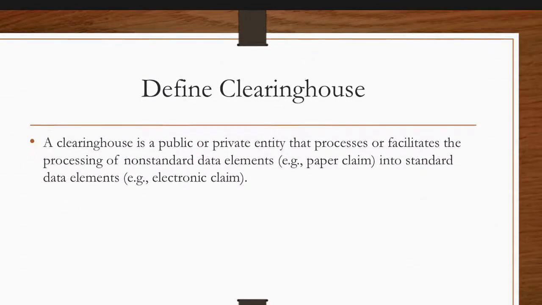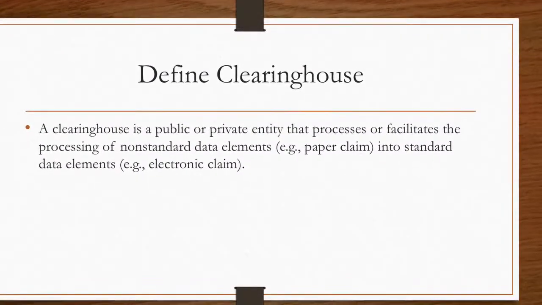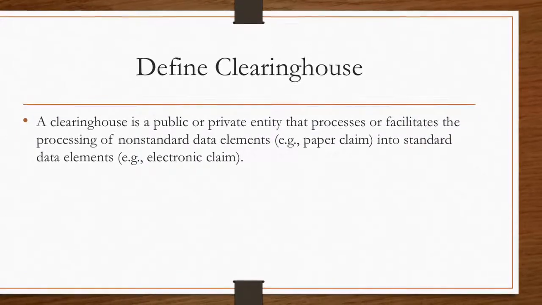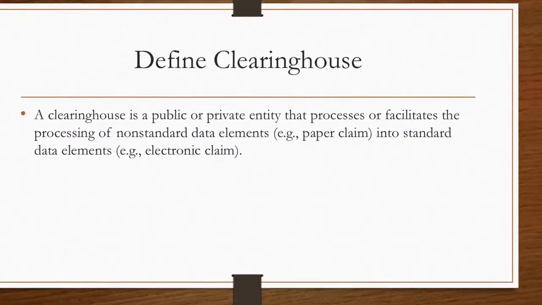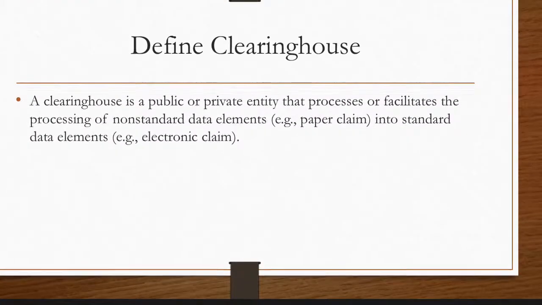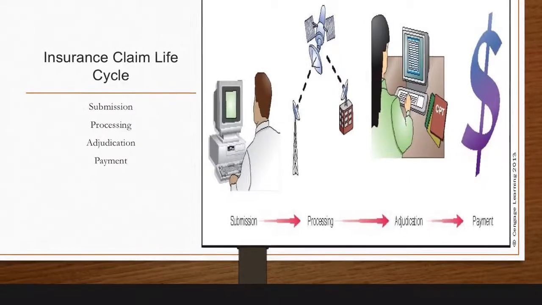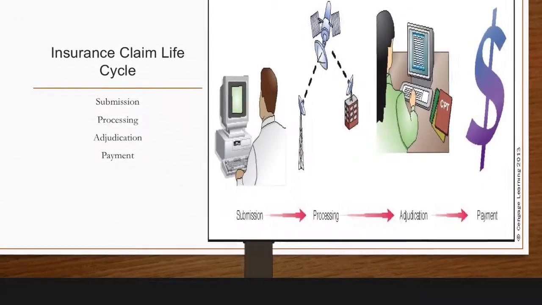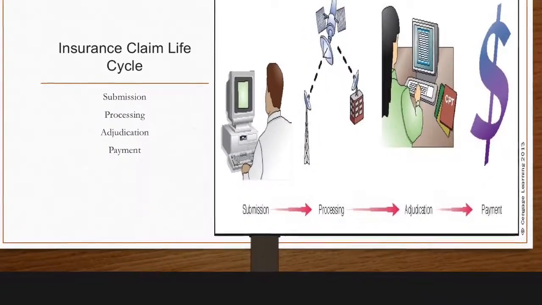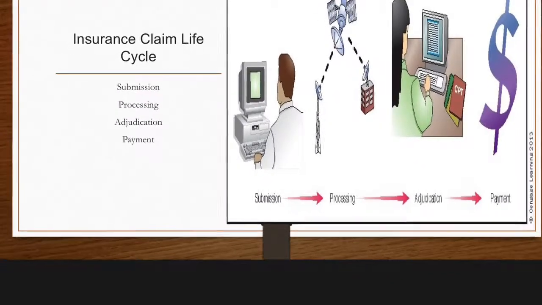What is a clearinghouse? A clearinghouse is a public or private entity that processes non-standard data elements, for example a paper claim, into standard data elements that become an electronic claim. Here is a picture of the life cycle of the insurance claim. First, it goes through submission, then processing, then adjudication, and finally payment.